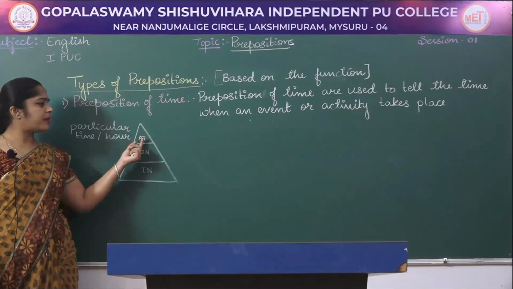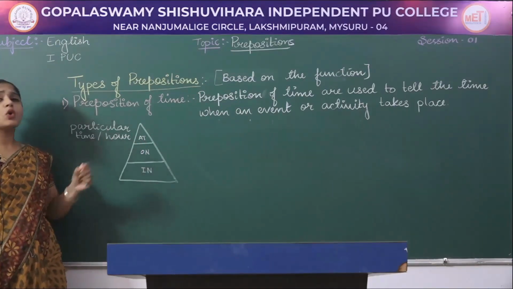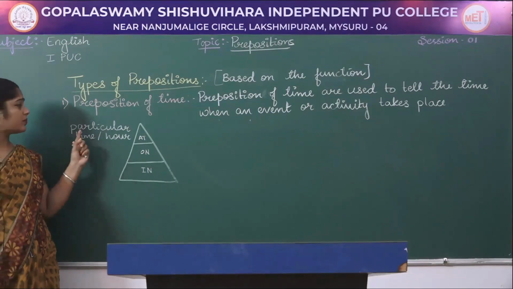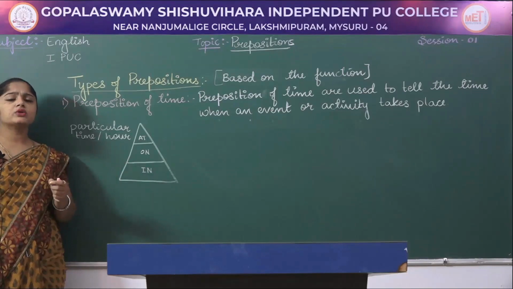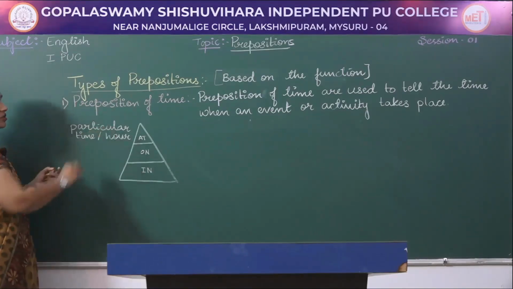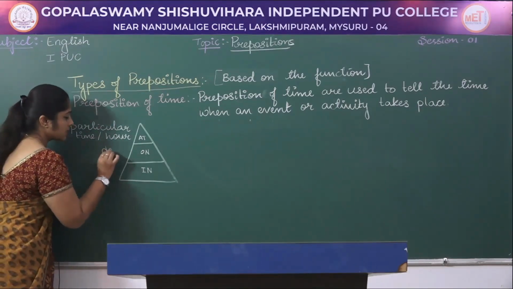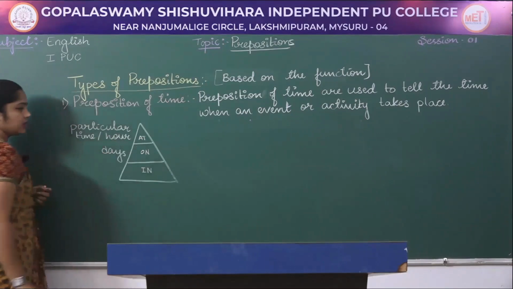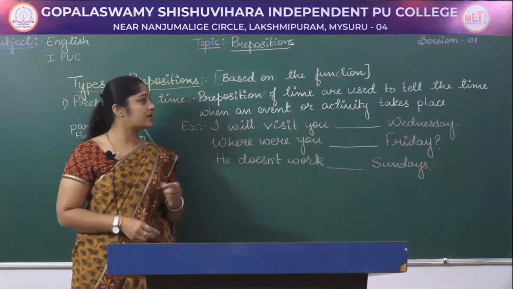Whereas this is comparatively little wider than at. So this at we use it with a particular time or an hour. Whereas on we use it with a particular days. Okay. So this is with particular time or hour, whereas this with days. Okay. So these are the few examples.